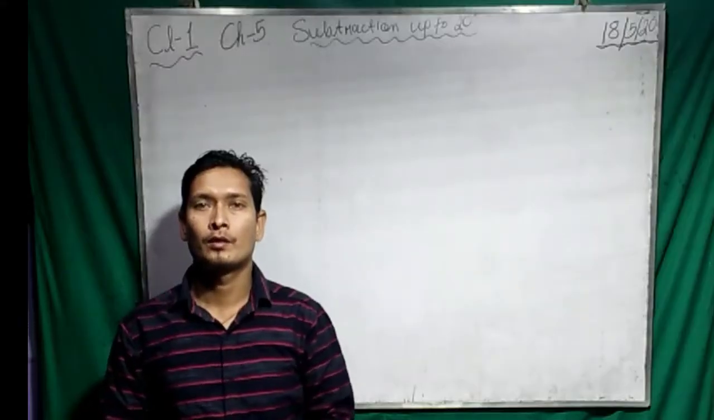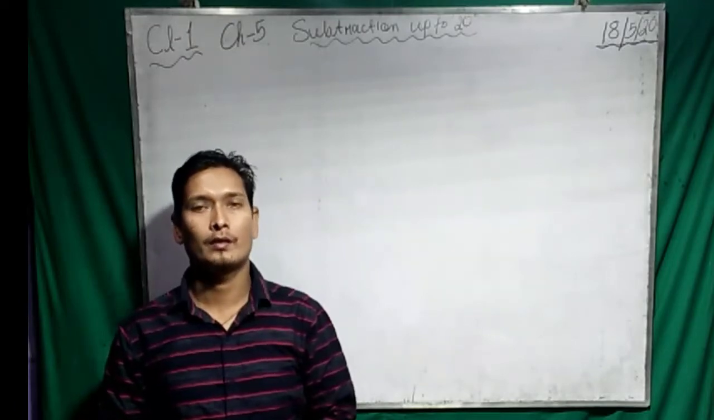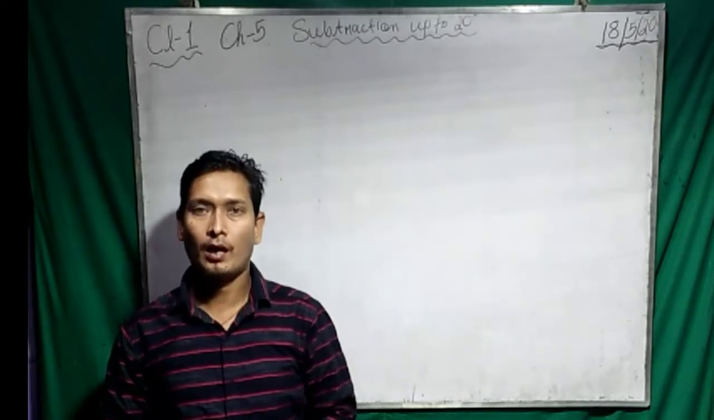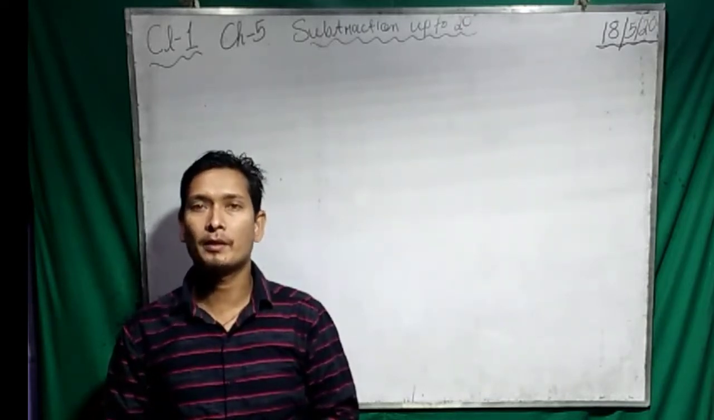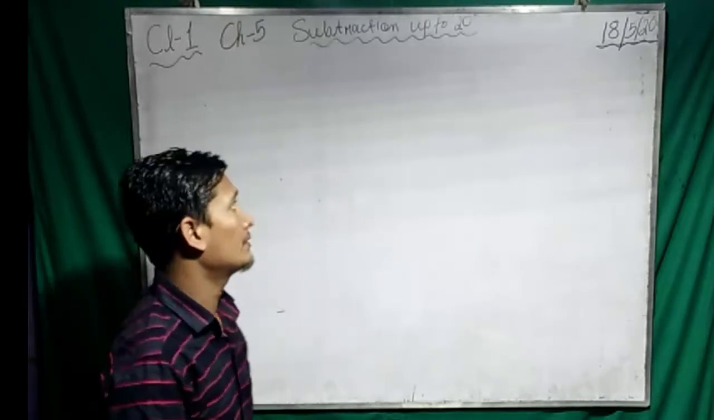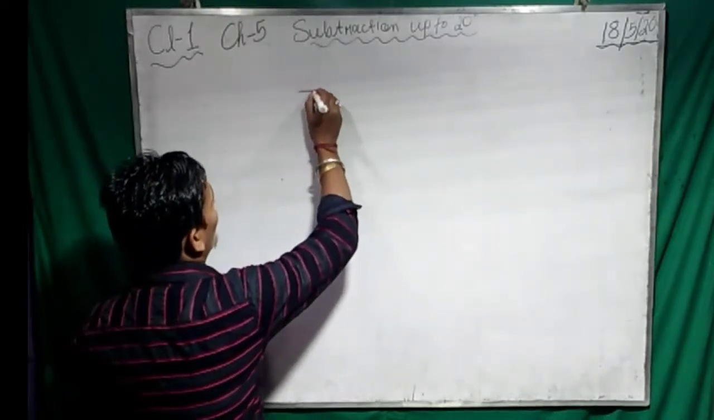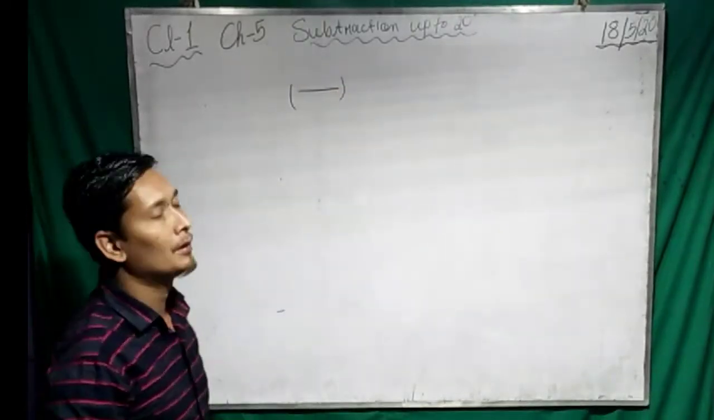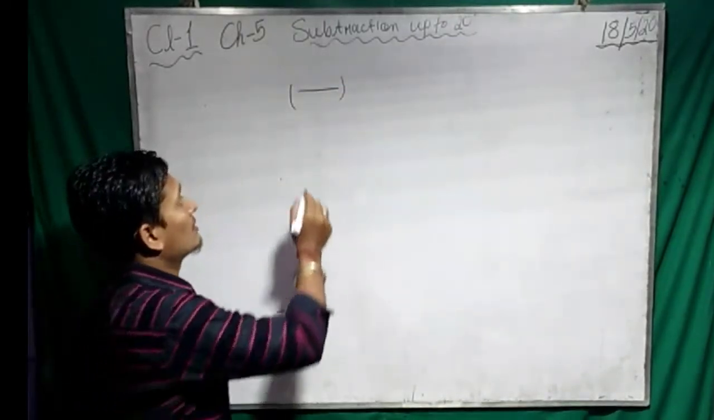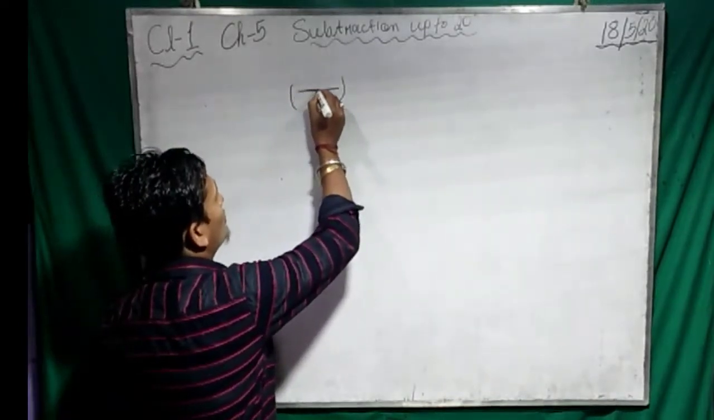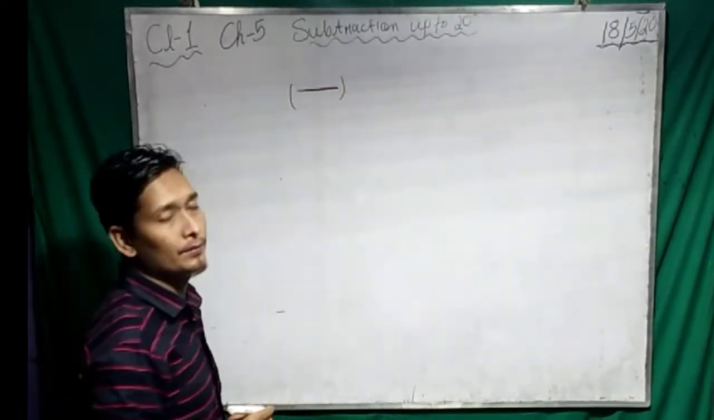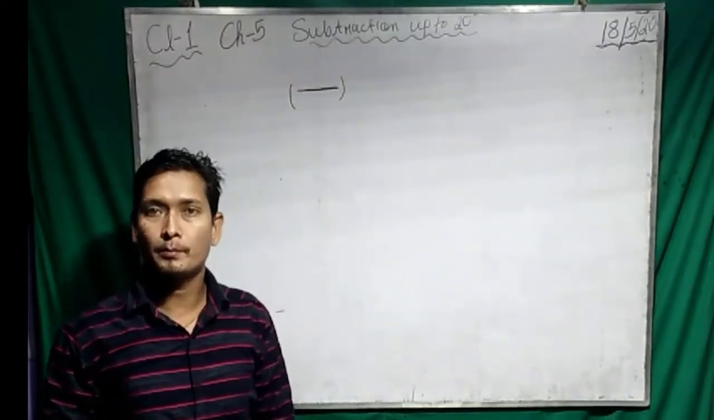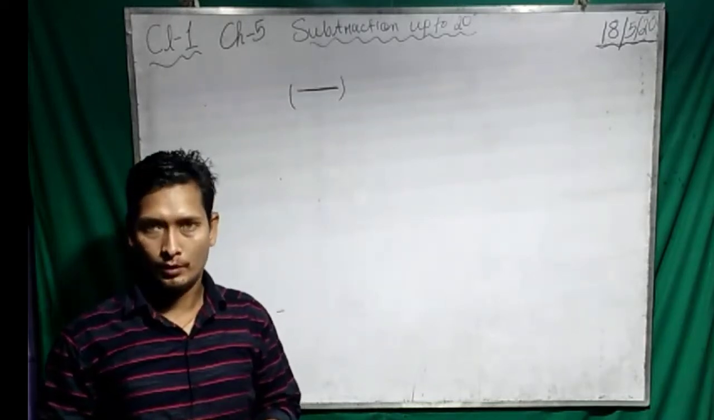Hello everyone, we will start our new chapter 5, that is subtraction up to 20. Subtraction means minus, okay? And this is the sign of minus. As you can see here, this is the sign of minus. Got it, children? This is the sign of subtraction, or we can say the sign of minus. So what do you mean by subtraction? Subtraction means taking away. Okay?